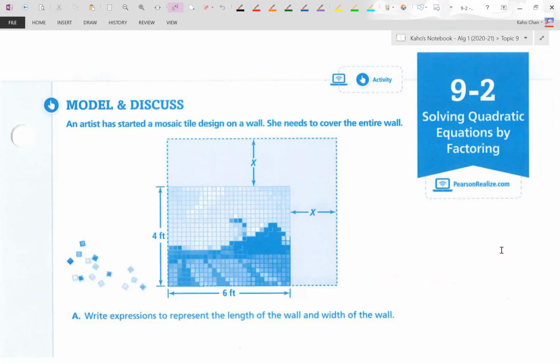I'm actually going to skip this opener talking about pixels and artists on an entire wall. Let's go to the next page, 194.